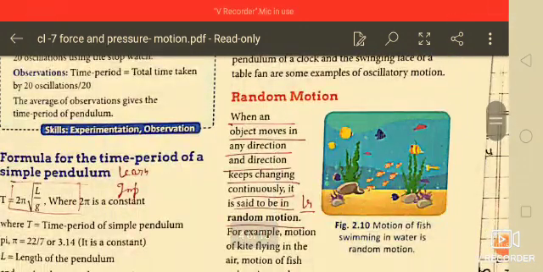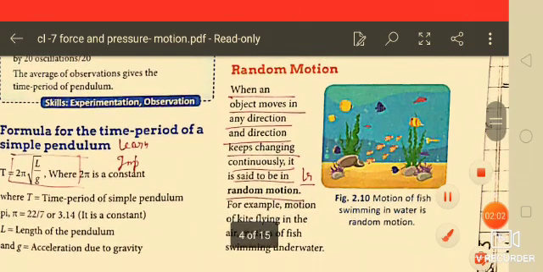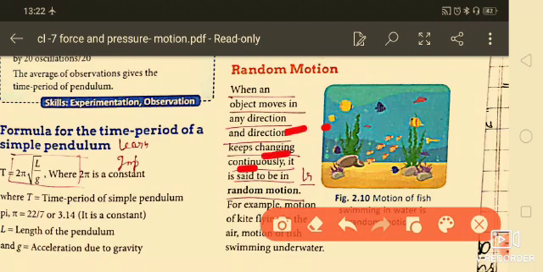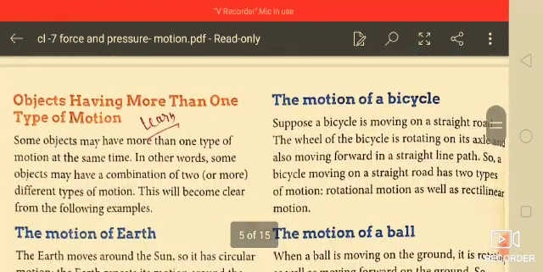Now random motion. When an object moves in any direction and the direction keeps changing continuously, it is said to be random motion. You are seeing it in the diagram.